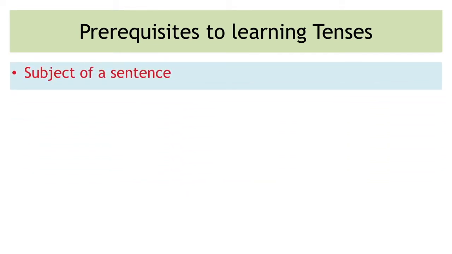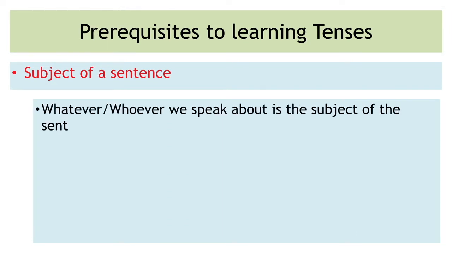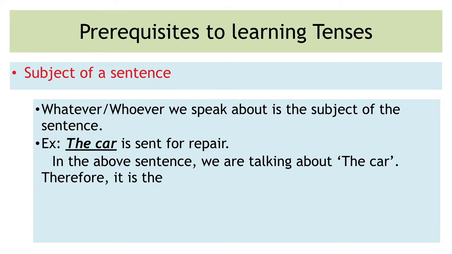What is the subject of a sentence? Whatever, whoever we speak about is the subject of the sentence. Example: the car is sent for repair. Now we are talking about the car. So therefore it is the subject. It is called the subject of the sentence.